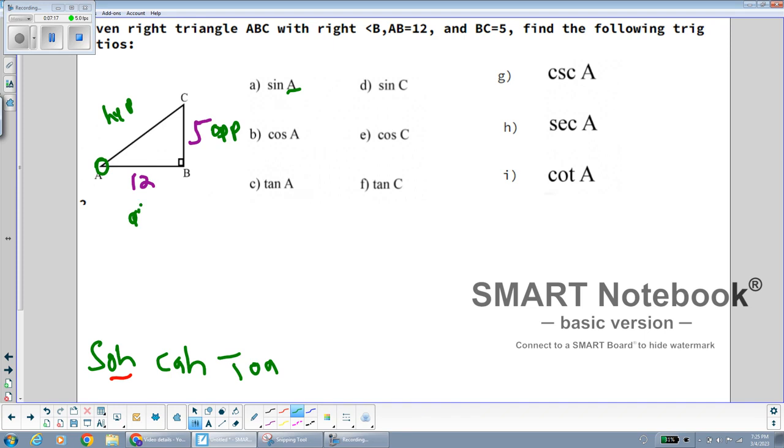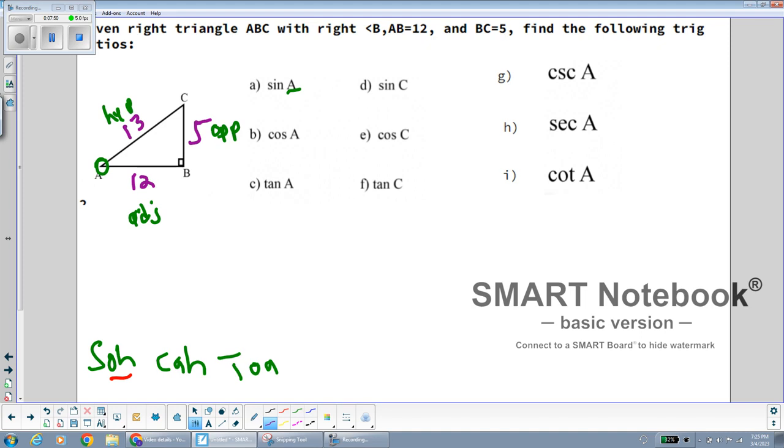From angle A, we would have opposite, hypotenuse, and adjacent. The problem is I don't know what the hypotenuse is, and I need the hypotenuse for my sine ratio. Well, luckily, I know two other sides of the right triangle. I can solve for the missing one using the Pythagorean theorem. I can go 5 squared plus 12 squared, and then that would give me 169. Square root of that is 13. This is also a Pythagorean triple. It's a 5, 12, 13 triangle.